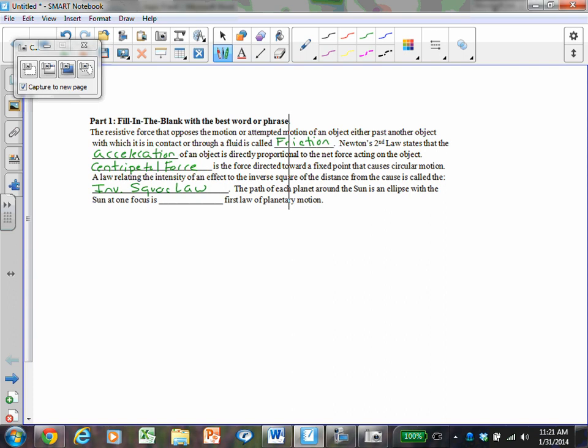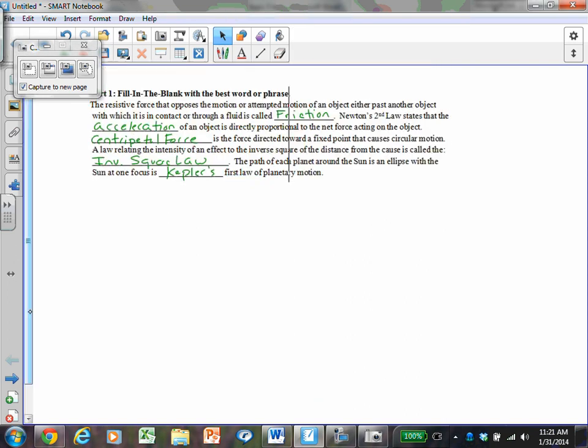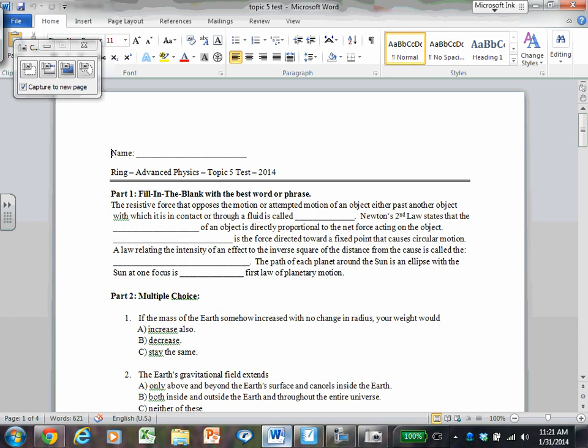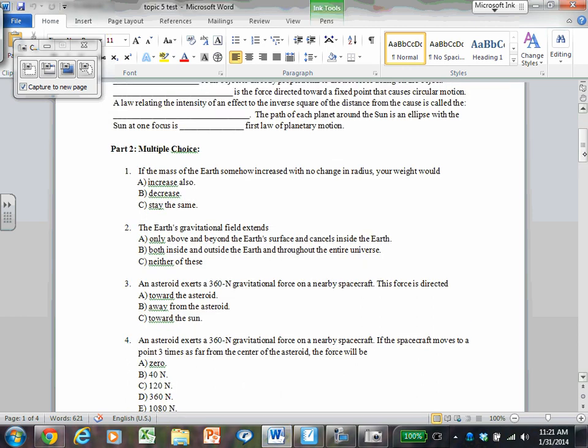The path of each planet around the sun is an ellipse with the sun at one focus is Kepler's first law. Kepler's first, second, and third, right? You rewrite the question with the right answer, okay? And I'm going to go through why those are. Then you can start kicking yourself, hopefully.